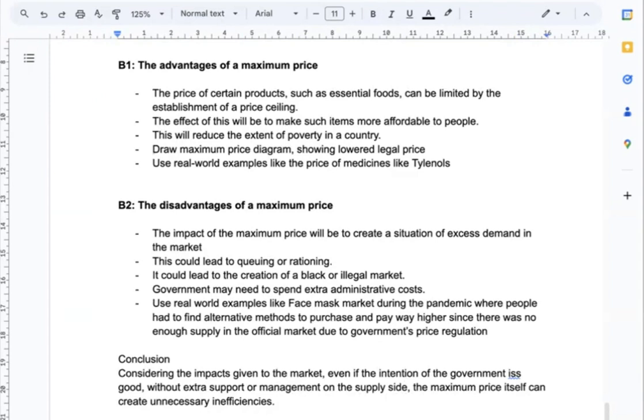My conclusion will say that, considering the impact given to the market, even if the intention of the government was good, without extra support or management on the supply side, the maximum price itself can create unnecessary inefficiencies.